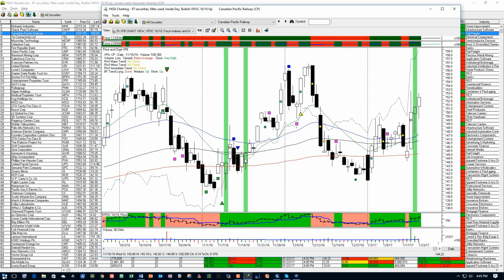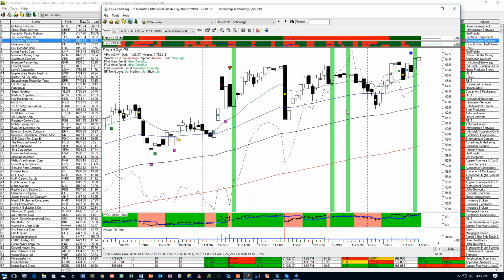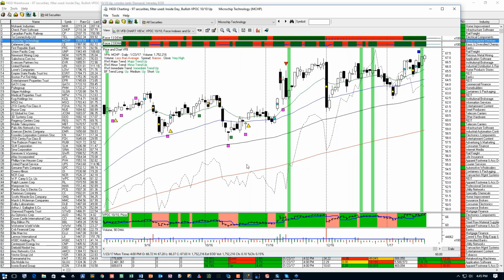Here's a good example of an inside day here. Had a white candle the prior day, and then the buy point just above the high, a couple of cents above the high of that inside day, and that would have been an excellent trade right there. So this is something that you should be looking at also. An inside day is really, as Ian used to say, just a pause to refresh, except it's a very short pause.